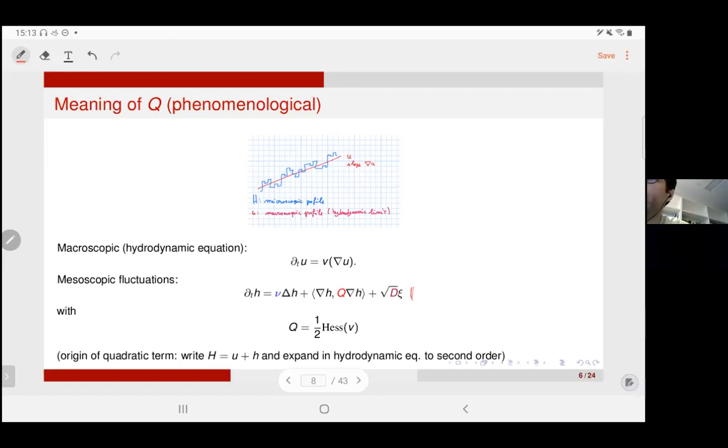Okay, so I see someone is writing in the chat. It was you. Right, so what is the phenomenological connection between the KPZ equation and some growth model?